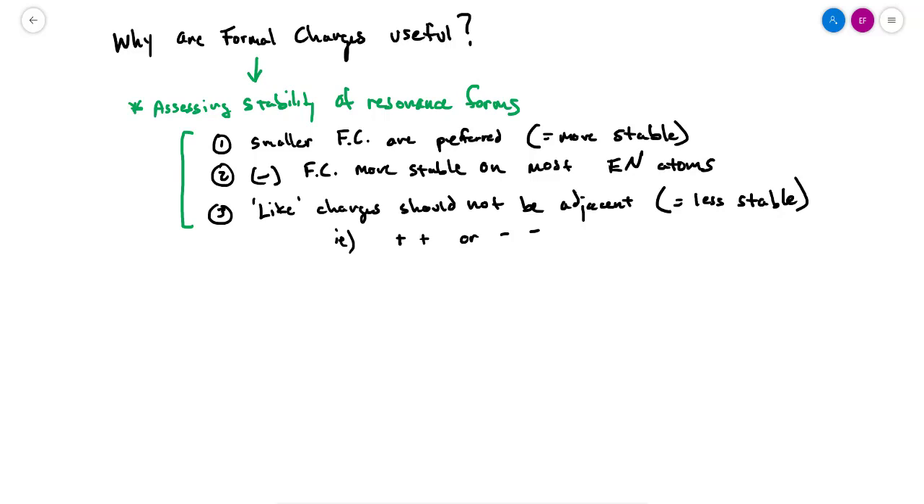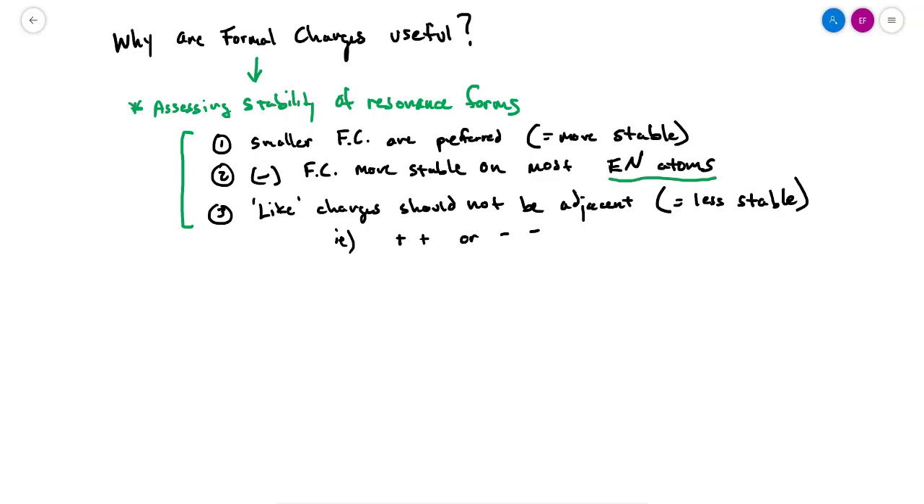The second criterion is that if you have negative formal charges on atoms in a molecule, it's better if they're on the most electronegative atoms. And that should make sense because we know electronegativity is the desire for an atom to have electrons near it. And so it makes sense that if you have an electron-rich atom in a molecule, it's one of your most electronegative atoms.